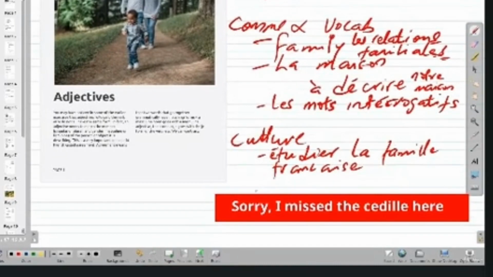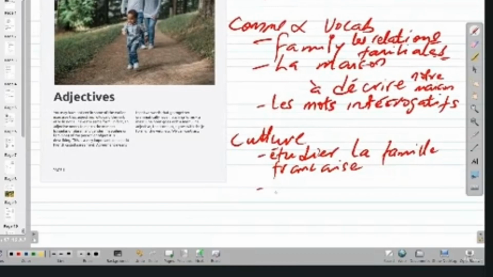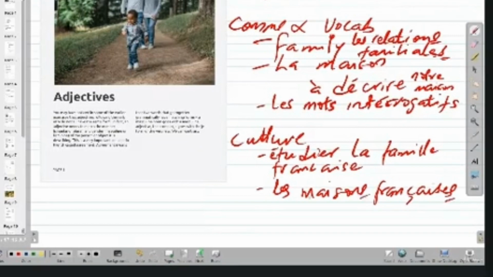And then we are going to learn les maisons françaises. Nous allons étudier, nous allons apprendre les maisons françaises. French homes. So how homes are structured in France. See, plural, again, because plural. Les maisons françaises, and this is an adjective, so that's what we're going to learn actually, so don't worry about that. Just pay attention to how I write these things, where I put S and where I don't put S. Les maisons françaises, la famille française, that's what we're going to be learning from the cultural perspective.